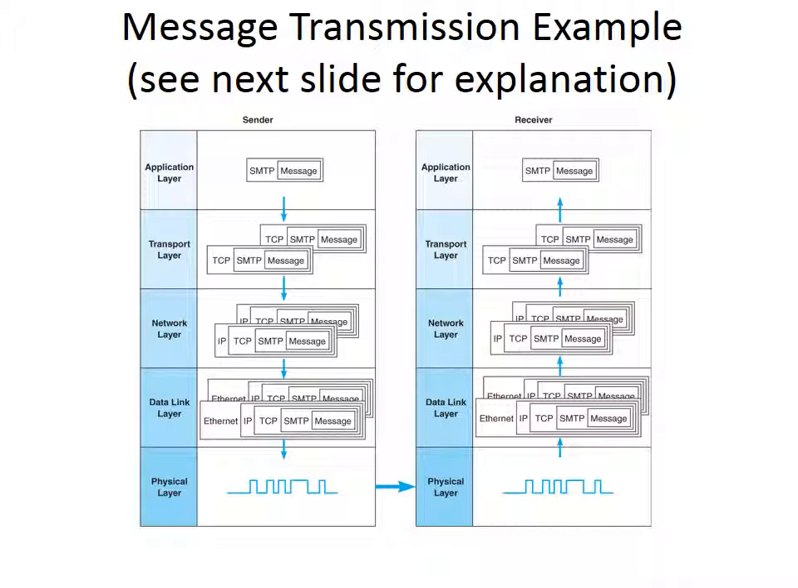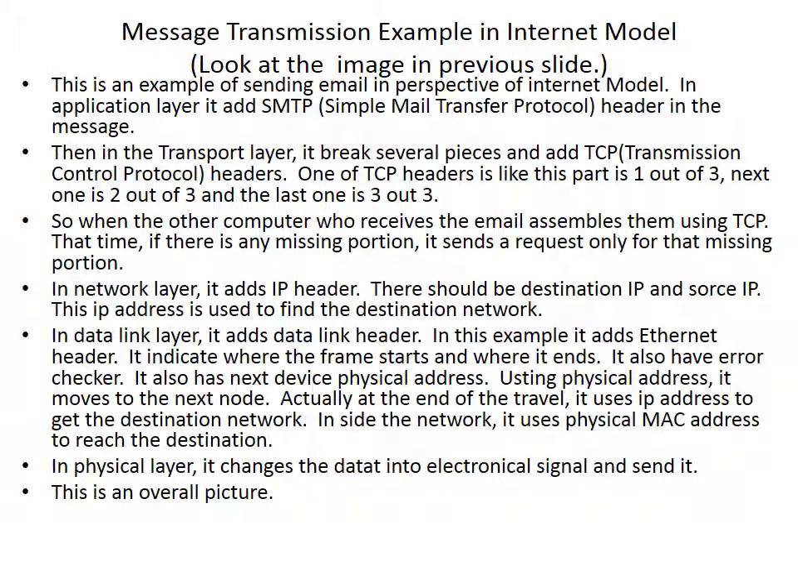It also has the next device's physical address. Using the physical address, it moves to the next node. Actually at the end of the travel, it uses the IP address to get to the destination network. Inside the network, it uses the physical MAC address to reach the destination. In the physical layer, it changes the data into an electronic signal and sends it. This is the overall picture. I have explained this with the image in the previous slide.